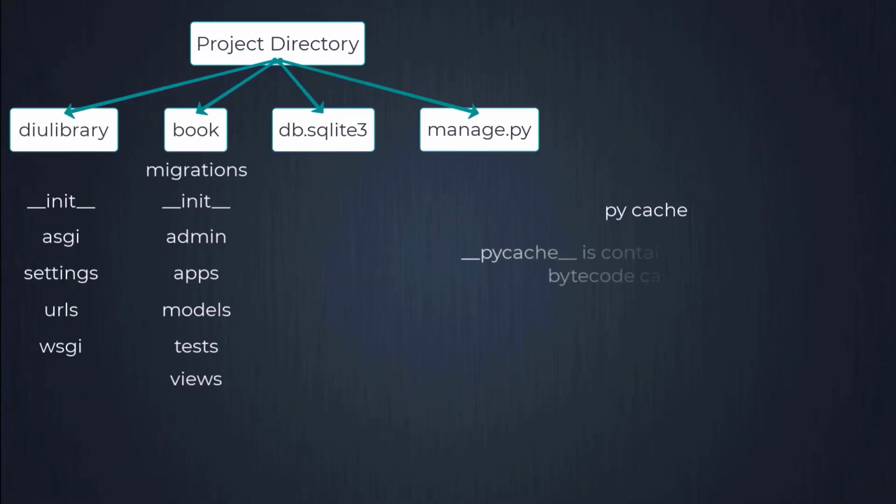Pycache is a directory that contains the bytecode cache files that are automatically generated by Python.